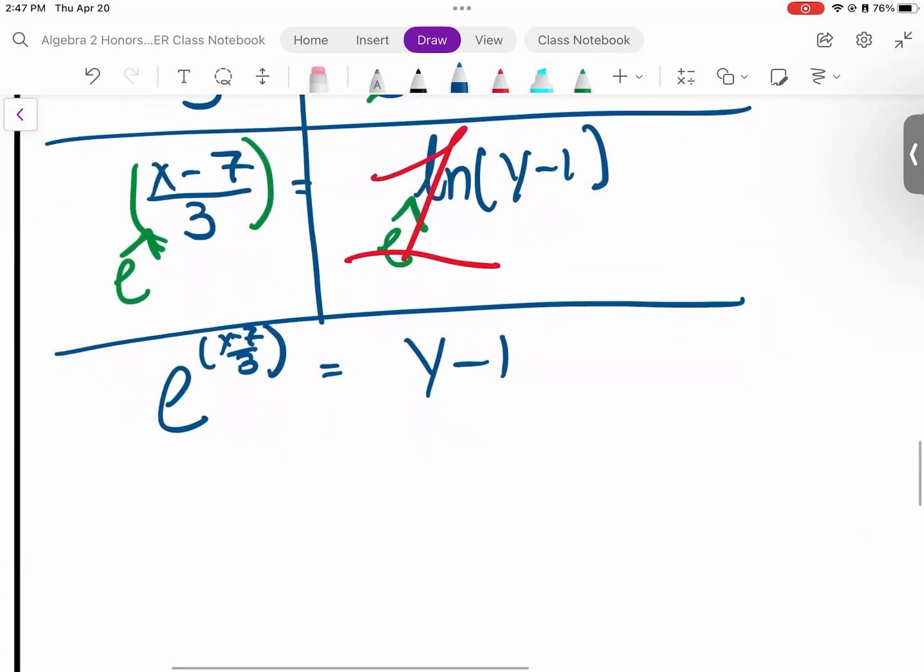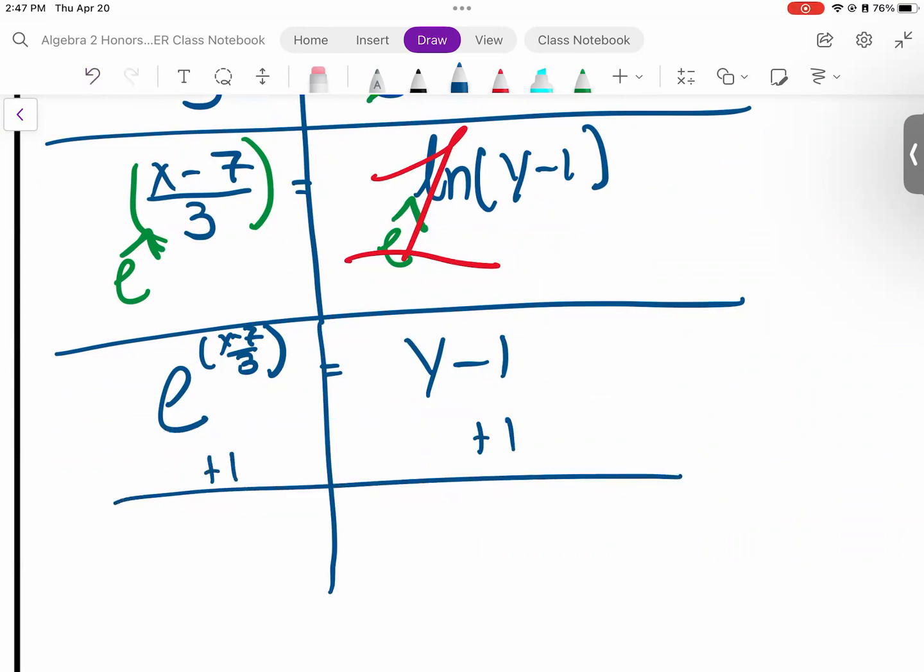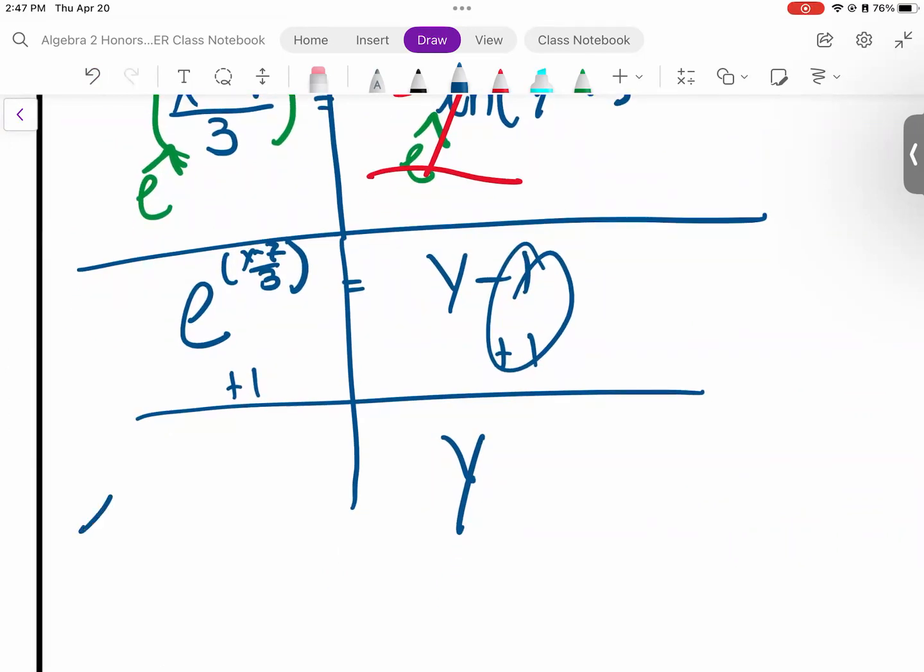And I want to say you know how to do the last step, which is just add 1 to both sides. So that becomes 0, and your answer is y is equal to e to the power of x minus 7 over 3 plus 1.